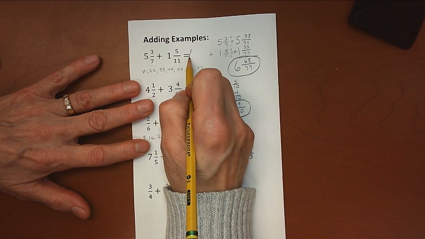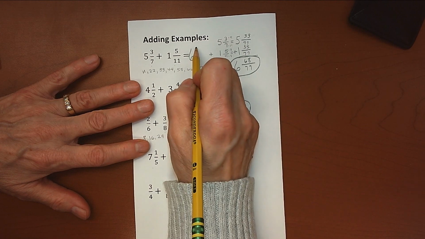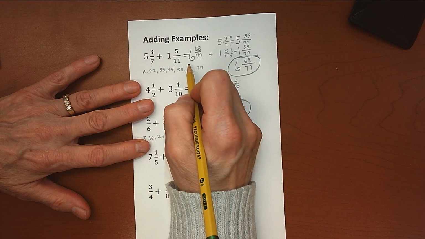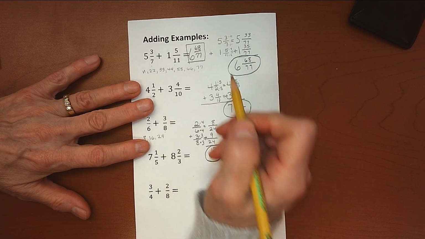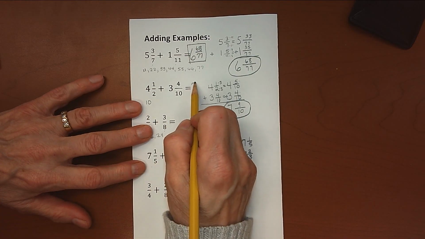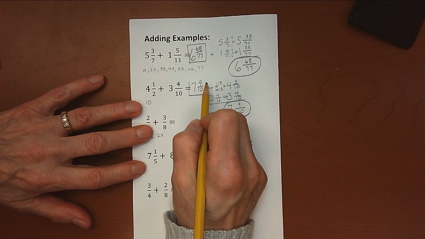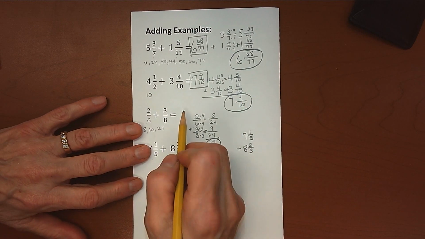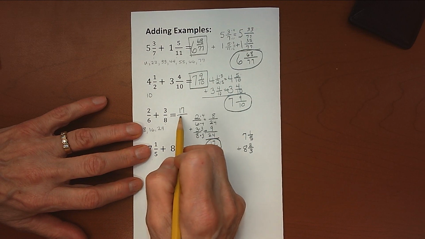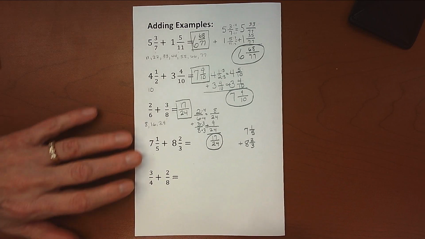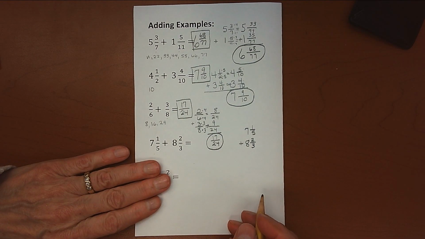So just a reminder, the answer to the first one was 6 and 68/77. The answer to my second problem was 7 and 9/10. The answer to my third problem was 17/24. Probably if I didn't write so big, I wouldn't have such a problem. Alrighty, so now I'm on my fourth problem here.